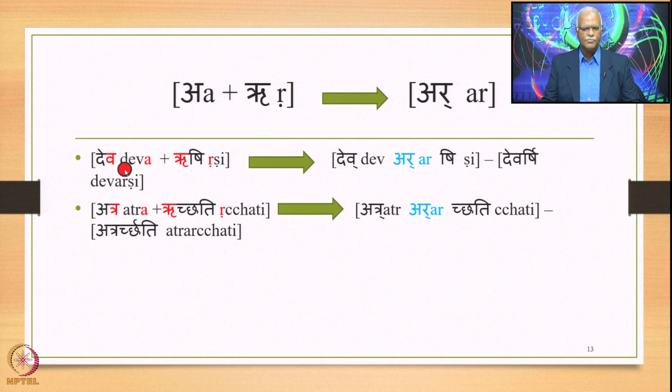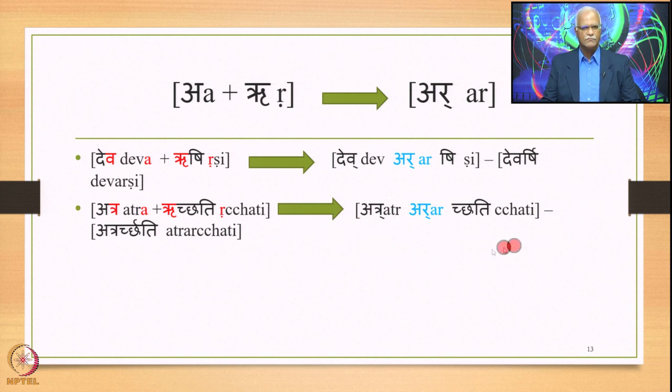And now in place of both of them, A and R, we will have the substitute R by the application of 6187. So the generated output would be Dev, R, and shi. When joined together, we'll get devarshi, devarshi, the sage of gods.